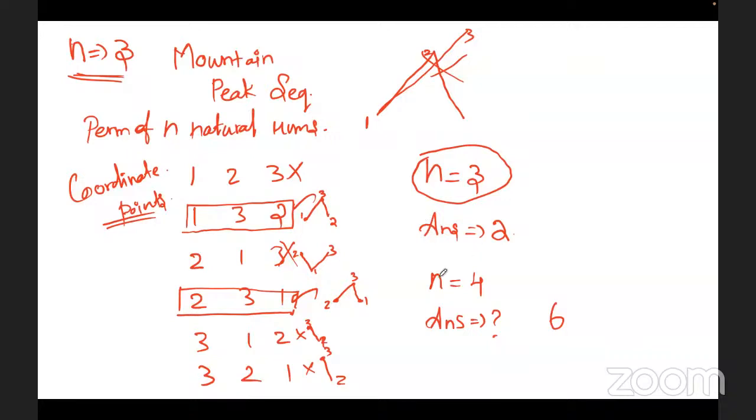Okay. So what I asked is, if the n value was 4, you have to write the n factorial. Let's take n value as 4. I'm going to write the permutations. Let's take 1, 2, 3, 4. For these 1, 2, 3, 4 natural numbers, I'm going to write the permutations. So what I can write is 1, 2, 4, 3. Okay. So 1, 4, 2, 3.